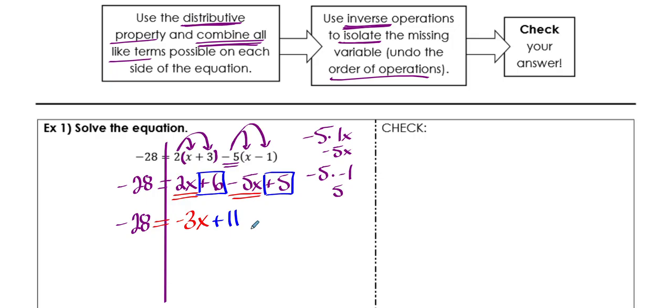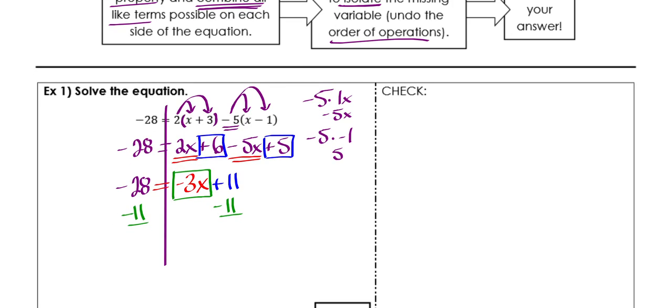This is now a two-step equation. So now we can go with that box method. We box our x term, and we're going to deal with the thing on the outside of that box. So we're going to try to cancel out this plus 11. We're going to do that by subtracting 11 from both sides. So that gives us negative 39. It's negative 28 minus 11. That gives us negative 39. The negative 3x comes down. The positive 11 and negative 11 cancel each other out.